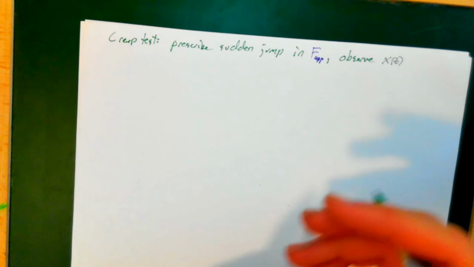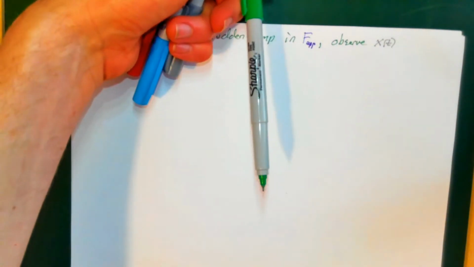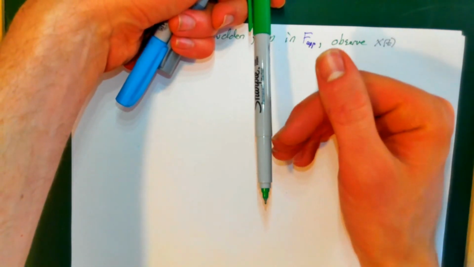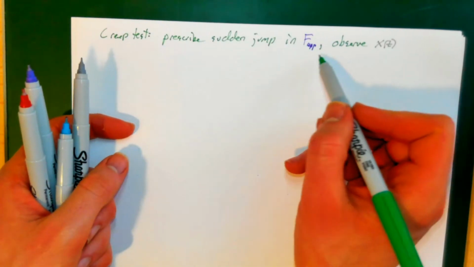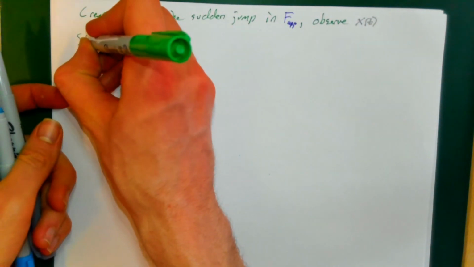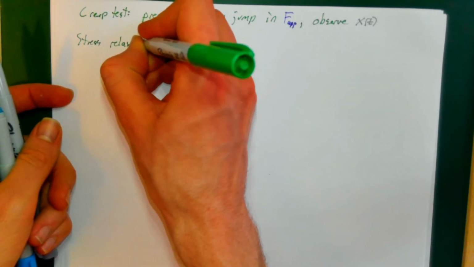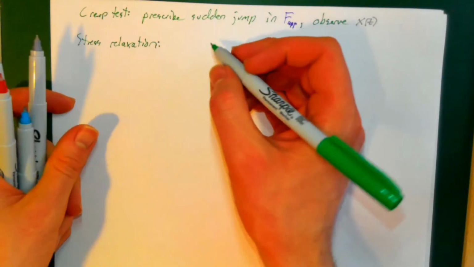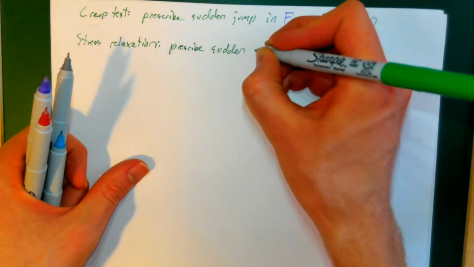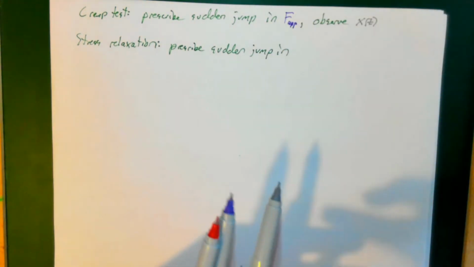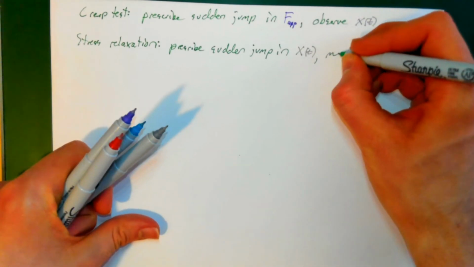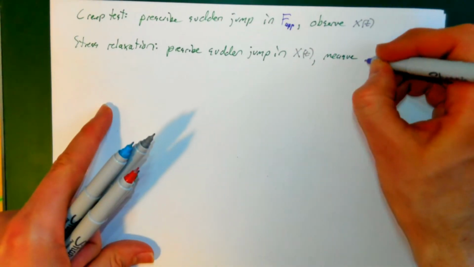The alternative to that is, instead of prescribing a constant force, for example, like having a chunk of material and hanging a weight on it, and then at time equals zero, letting the weight go, so the weight just causes the material to sag, we can instead do stress relaxation. Which is the alternative to a creep test, and you basically prescribe a sudden jump in displacement, and then you observe or measure the force as a function of time.